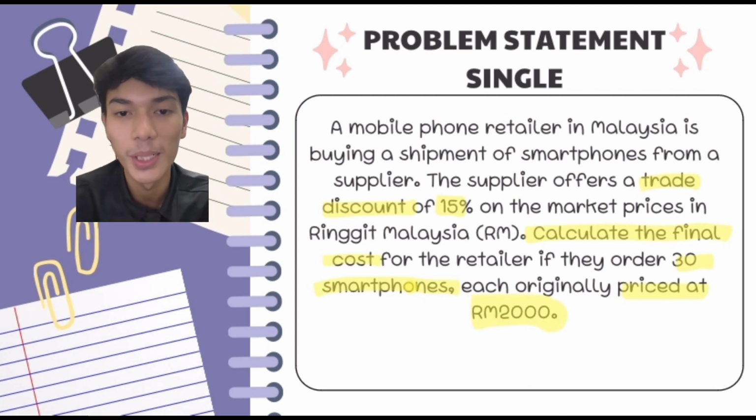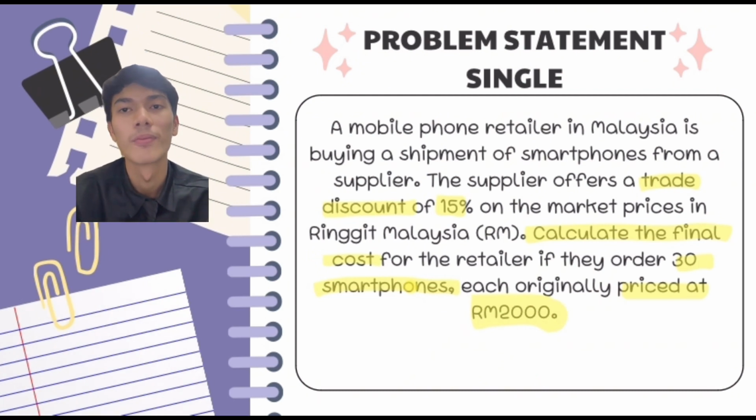A problem statement of single trade discount. A mobile phone retailer in Malaysia is buying a shipment of smartphones from a supplier. The supplier offers a trade discount of 50% on the market prices in Ringgit Malaysia. Calculate the final cost for the retailer if they order 30 smartphones, each originally priced at 2,000 Ringgit Malaysia.